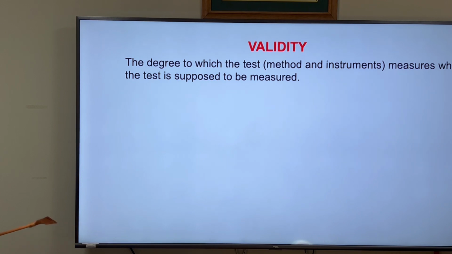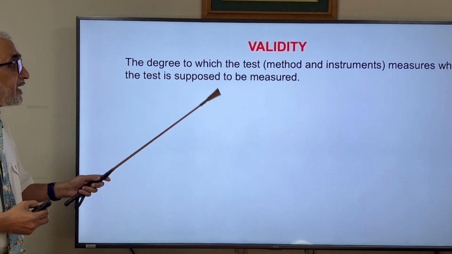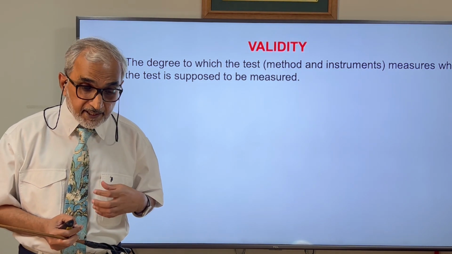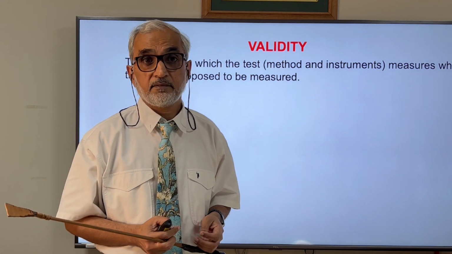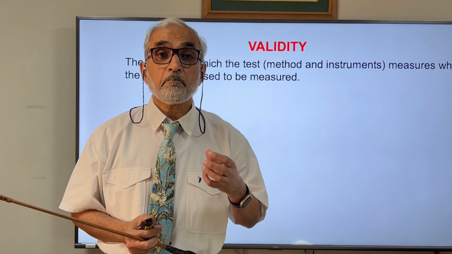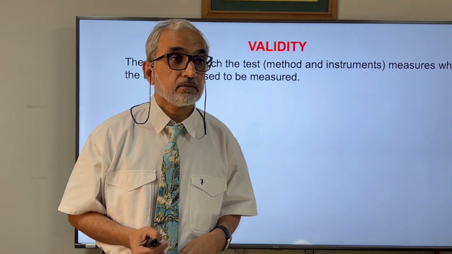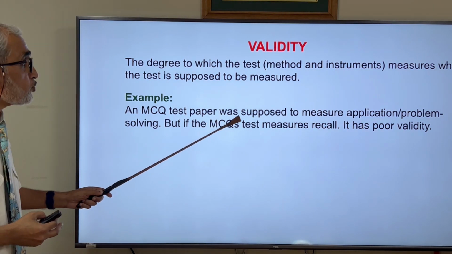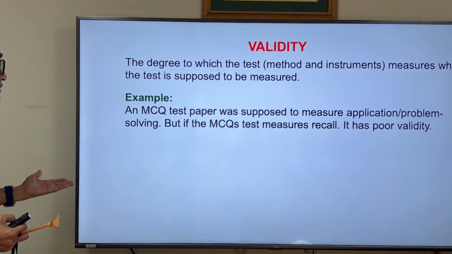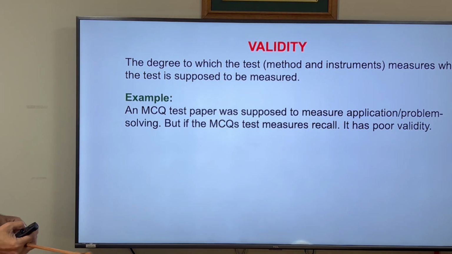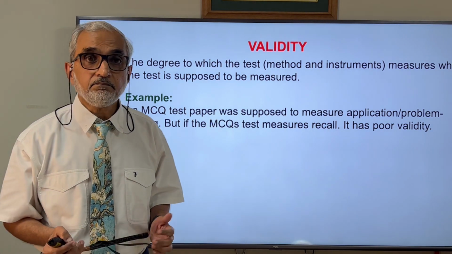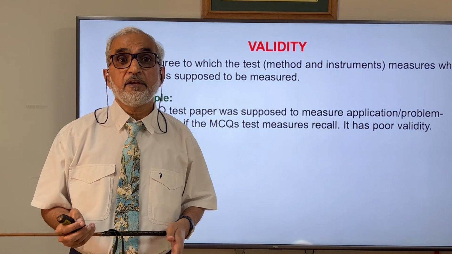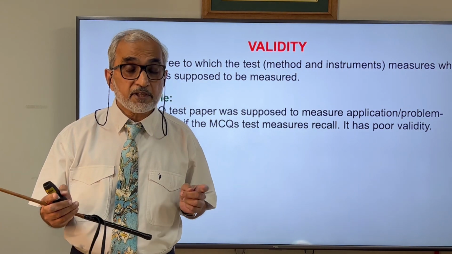Now, validity. Validity is the degree to which the test measures what the test is supposed to measure. Because a test can measure many things, and there could be many intentions for which the test is being administered. For example, an MCQ test paper was supposed to measure application and problem solving. But if we construct an MCQ test which measures recall, then obviously it has poor validity, because it is not serving the purpose for which this test was made.